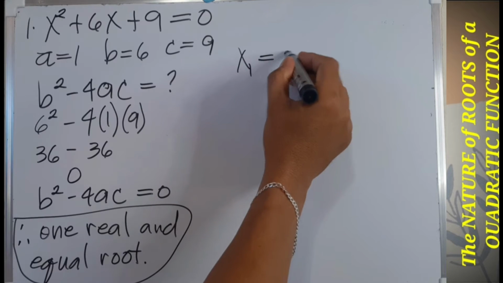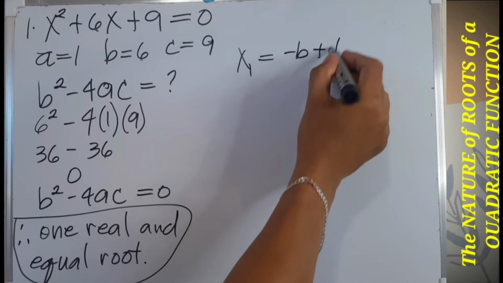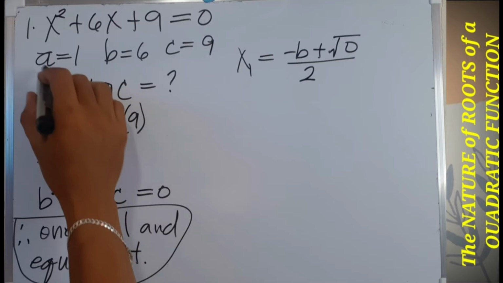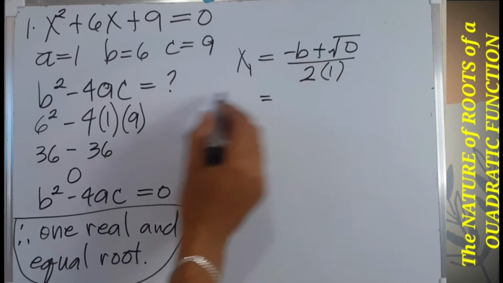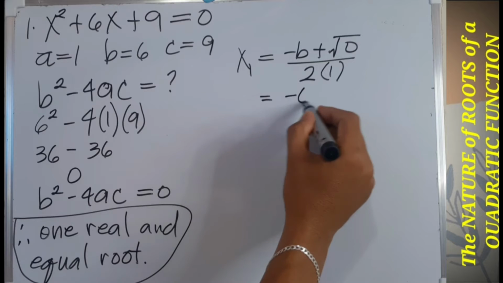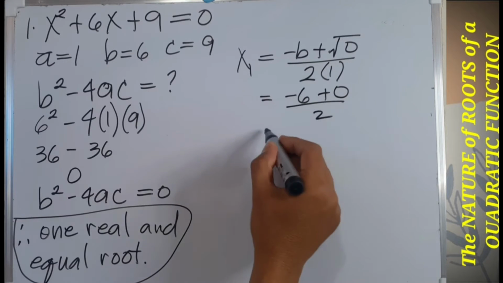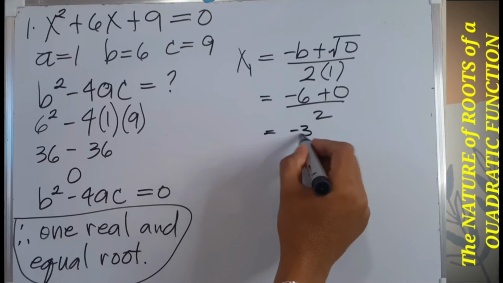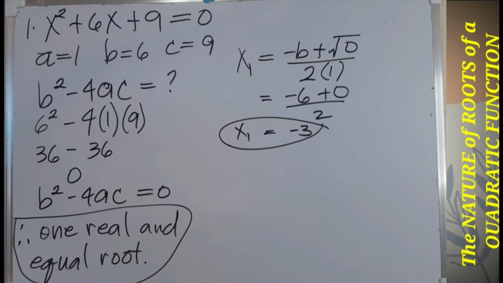X sub 1 is equal to negative b plus square root of 0 all over 2 times a is 1. Negative b, negative 6 plus 0, 2 times 1 is 2. Negative 6 over 2 is negative 3. So our first root, x sub 1, equals negative 3.